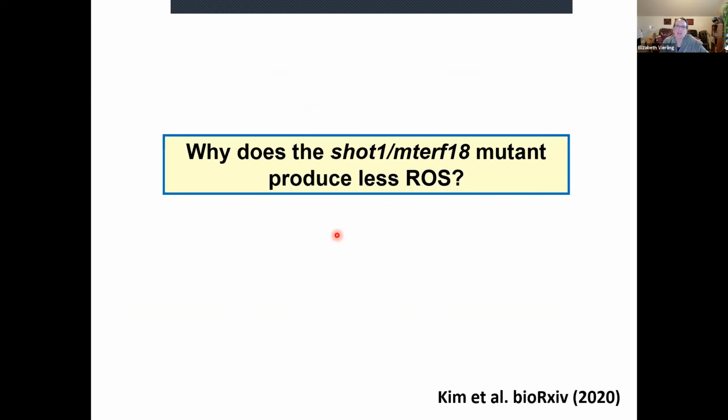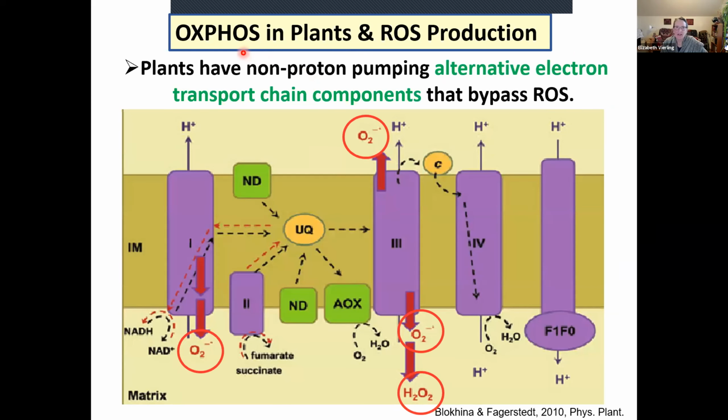Okay, so this leads us to the question, why does the SHOT1 mTERF18 mutant produce less ROS? To tell you about that, I need to remind you about OXPHOS in plants and ROS production. You should all be familiar with the mitochondrial electron transport chain, schematically illustrated here, and also that plants have non-proton pumping alternative electron transport components, shown here in green, that allow the electrons to bypass a majority of the electron transport chain and the proton pumping and areas that produce reactive oxygen species.